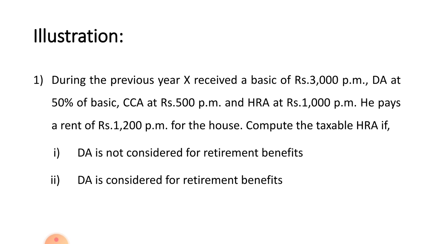And the next one, HRA at 1000 per month. HRA also you have to convert it into a year, that is 1000 per month means 12,000 per year. He pays a rent of rupees 1200 per month. This information is helpful to calculate the item, that is rent paid over 10% of a salary. Next, compute the taxable HRA if DA is not considered for retirement benefit, if DA is considered for retirement benefit.